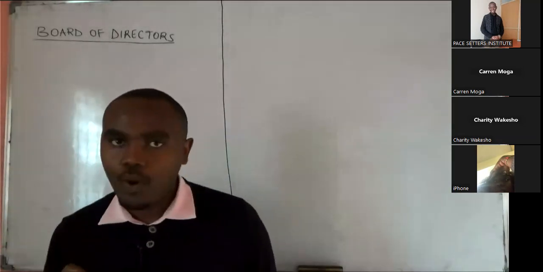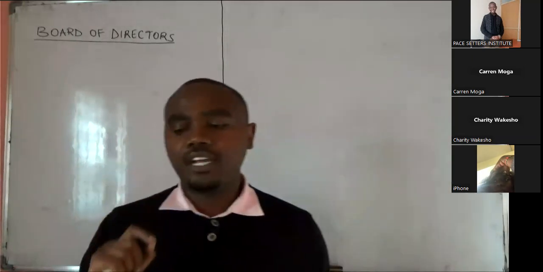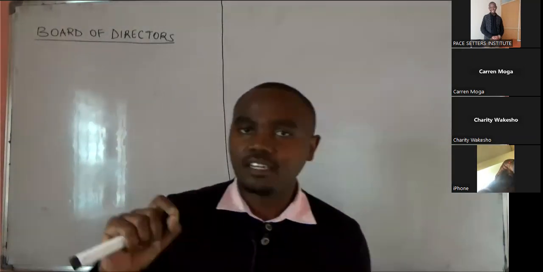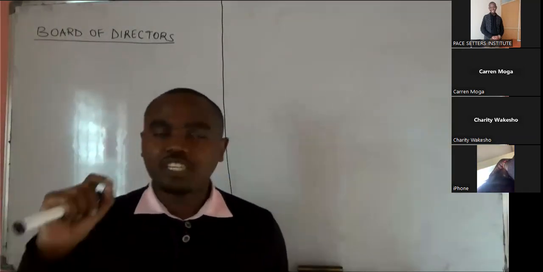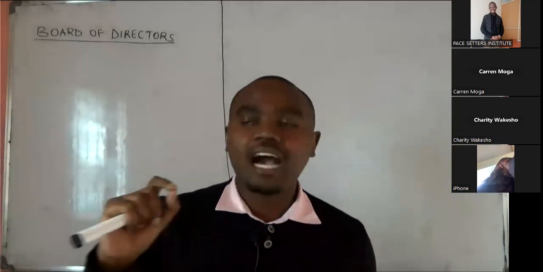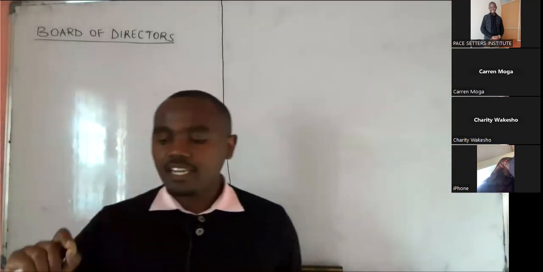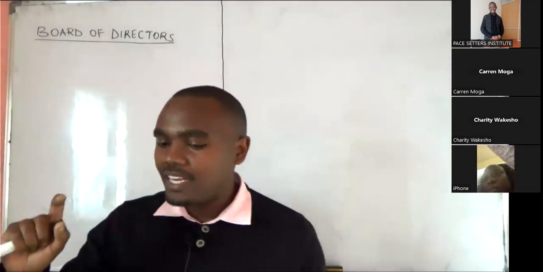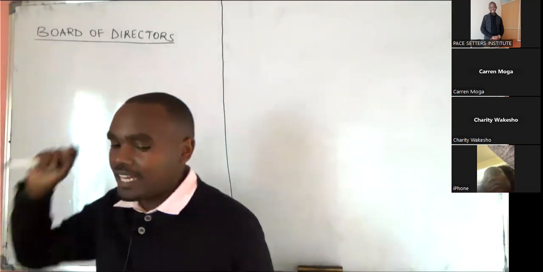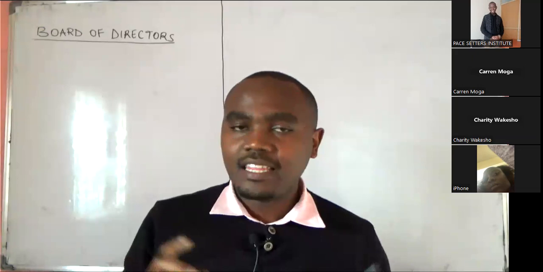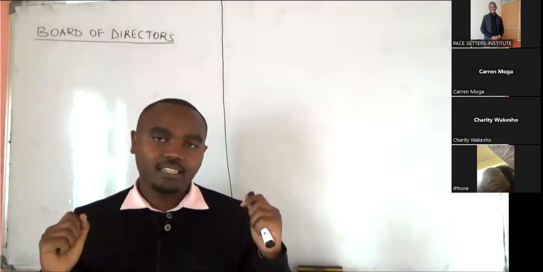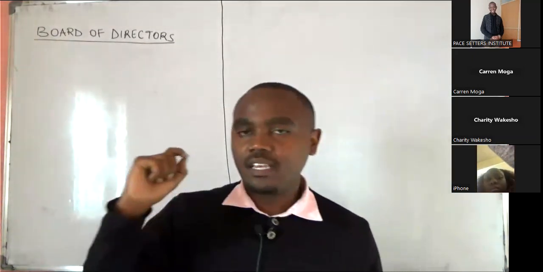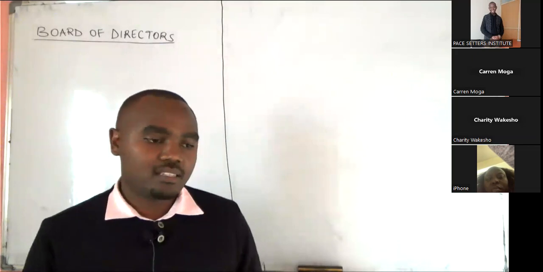One of the most important things that we must be tested in question one is the topic of board of directors. Why? Because in our introduction class, we said that corporate governance refers to the systems and structures through which an organization is directed and controlled. Meaning that when you talk of the board of directors, they are basically the entity, or the persons, that manage the affairs of an organization.